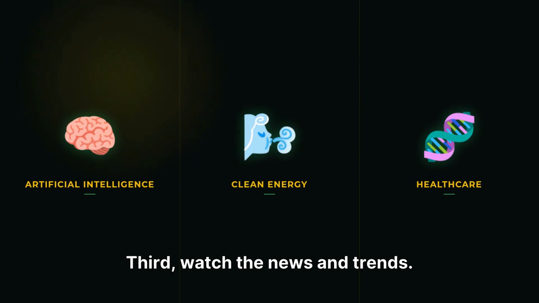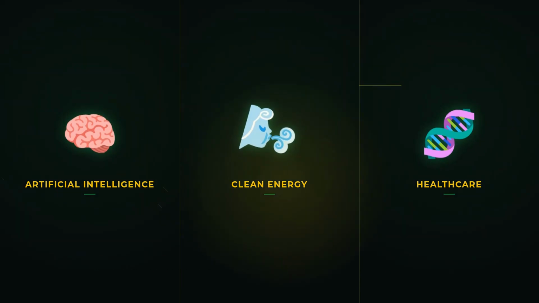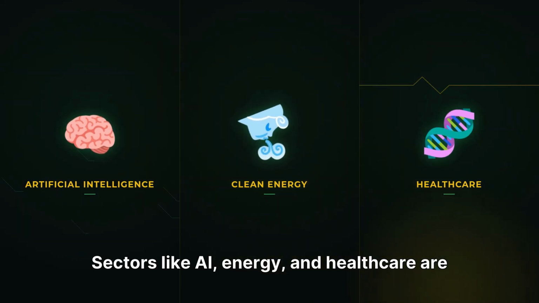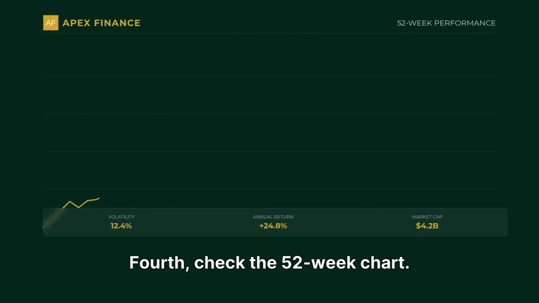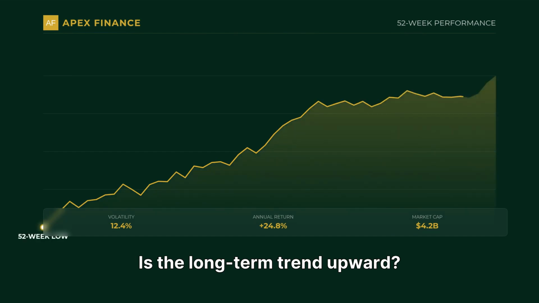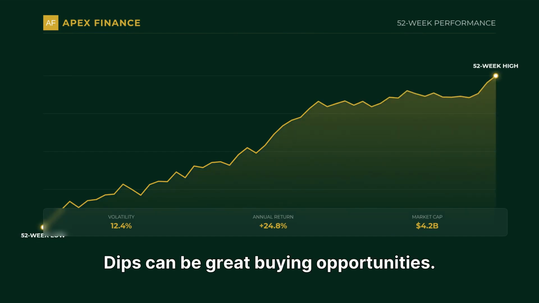Third, watch the news and trends. Sectors like AI, energy, and healthcare are expanding right now. Fourth, check the 52-week chart. Is the long-term trend upward? Dips can be great buying opportunities.